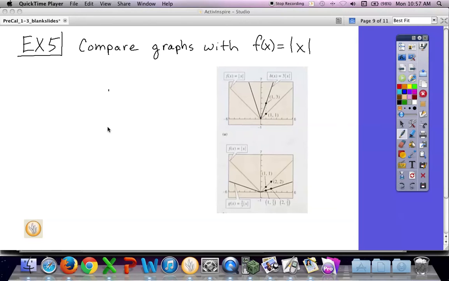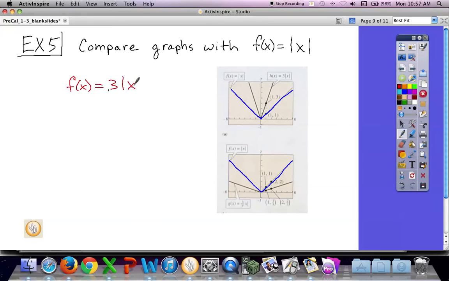The common function that we're starting with is this one right here, the absolute value. In the first one, we're multiplying the absolute value by a 3 outside. So, for example, on the parent function, if I plug in x equals 1, I get y equals 1.